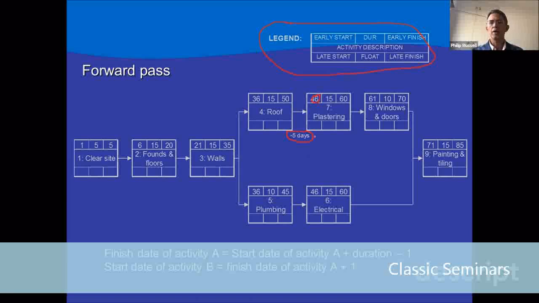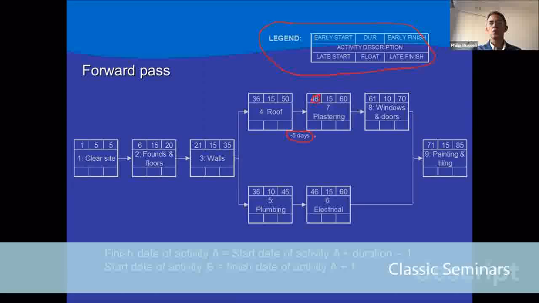Okay, so we're now going to track along the top chain, the roof, plastering, windows, and doors. And so we have 36 as the early start. We have a duration of 15. So 36 plus 15 is 51, minus 1 is 50. That's the early finish for the roofing.